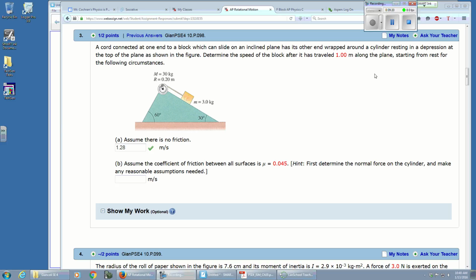And that's where they're giving you this hint about the normal force, because our frictional force has the same relationship as it does in linear, that the frictional force is created by the two surfaces and the normal force. And that frictional force is now going to create a torque on the cylinder.